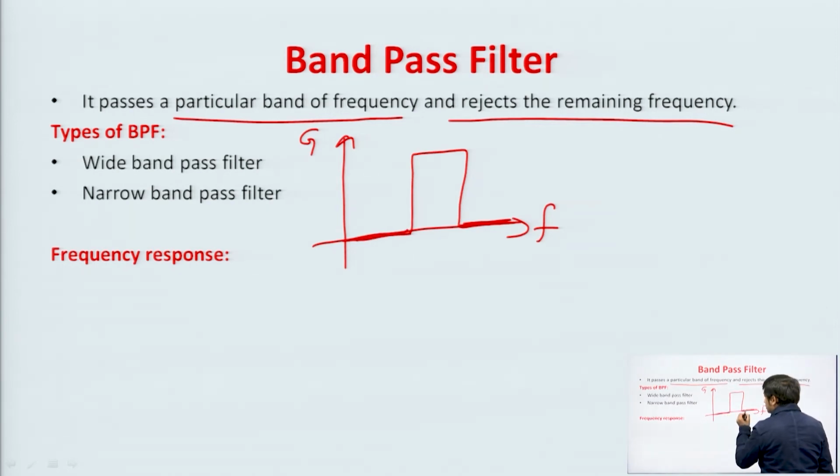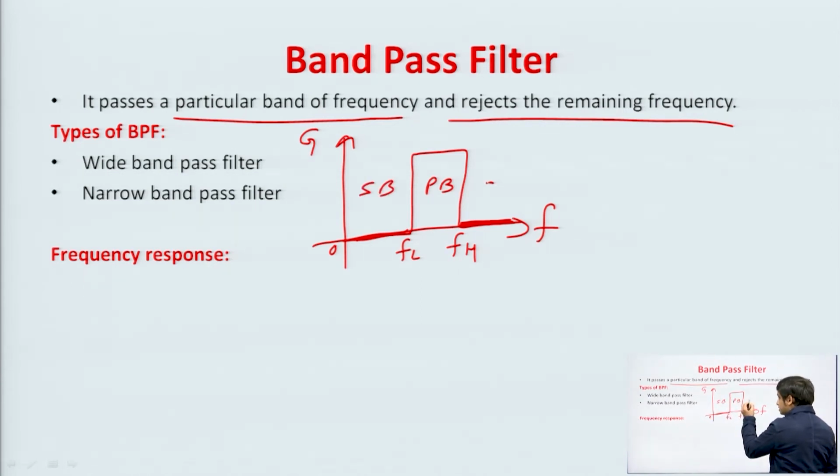So, here let us say this is the cutoff frequency FL, this one is FH. So, this band pass filter will be passing the frequency from FL to FH. So, this is the pass band, and the frequency from 0 to FL is getting attenuated. So, it is stop band, this is stop band, but this is the ideal response of band pass filter.